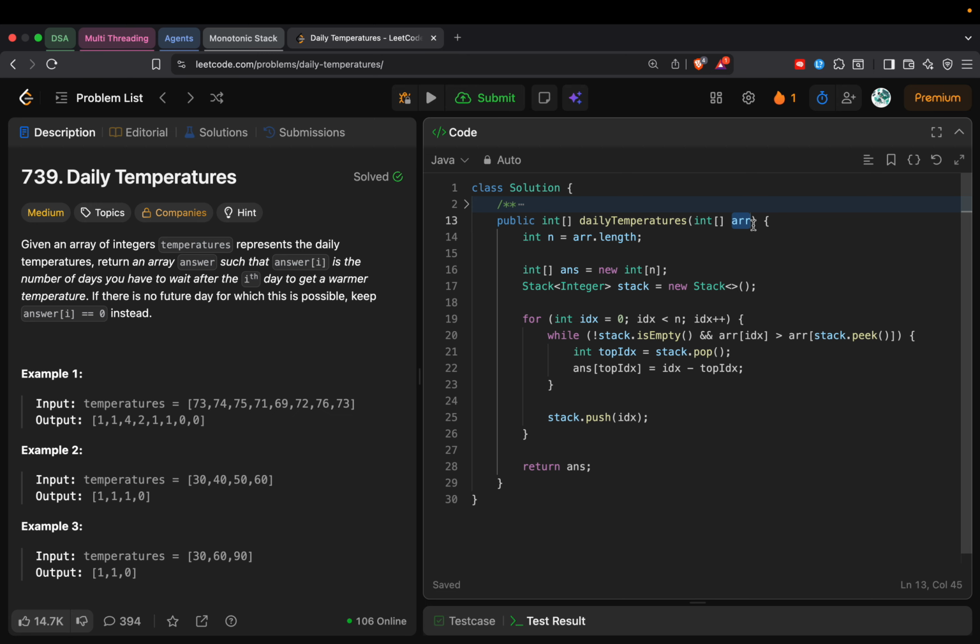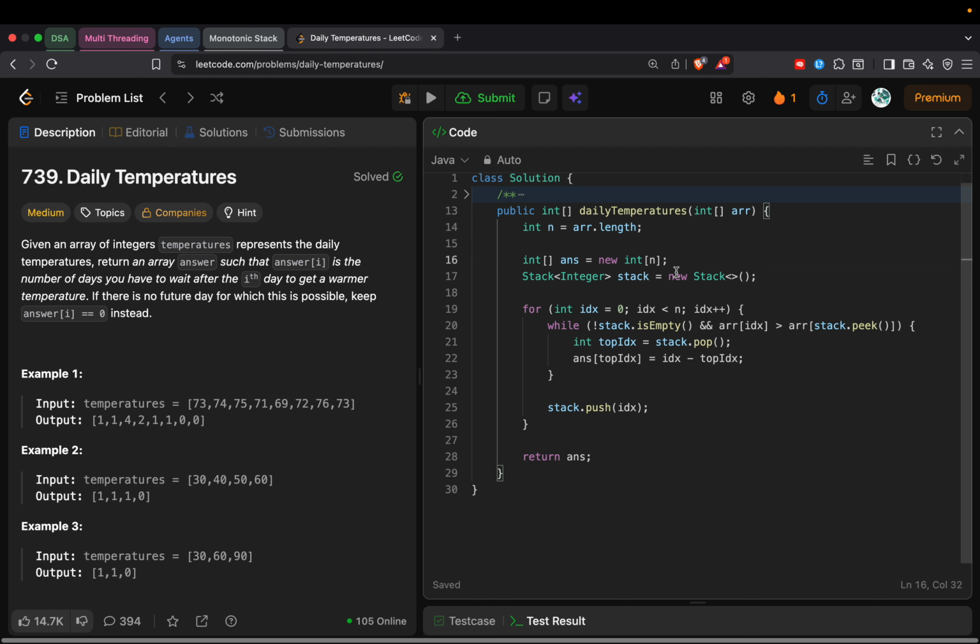So we have been given an array. I've defined a variable n which will store the length of the array, okay? And we also need to construct the answer array. So I've defined the answer array of size n, and then we need a data structure, a stack, which will help us retrieve the recently processed elements, right?